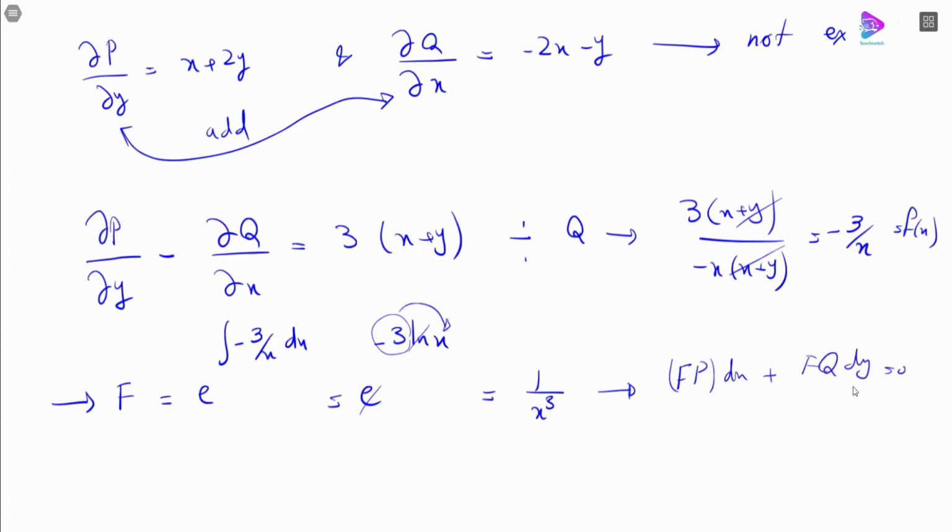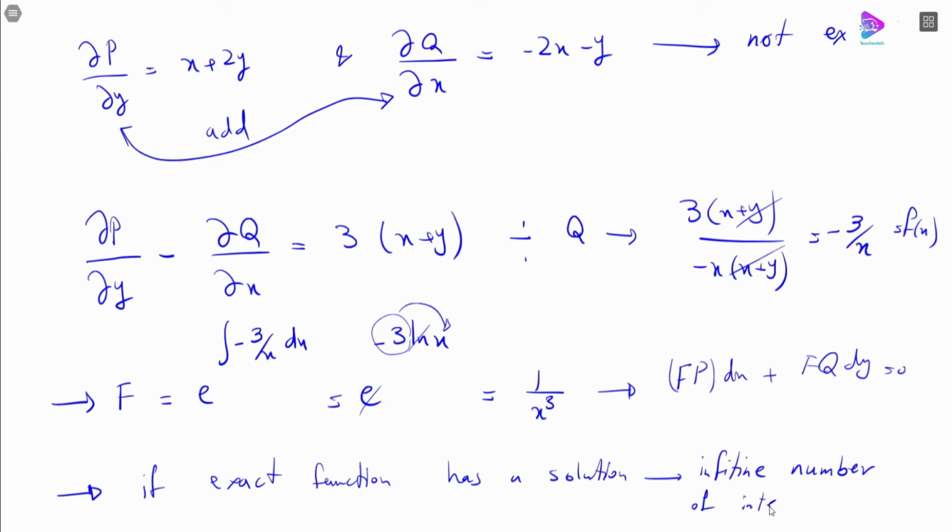So now we can go back to the previous lecture and try to solve fP dx plus fQ dy equals 0. So now this is an important note. If an exact function has a solution, you have an infinite number of integrating factors. So that's one example. Let's look at another one.